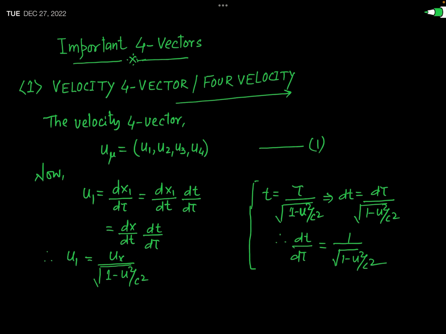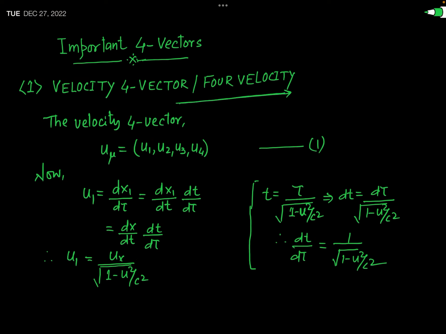We have discussed in very detail the concept of four vectors in the previous lecture. And after getting the idea of four vectors, today we will see some important examples of four vectors. And in this regard, first of all, we are going to know about the velocity 4 vector. You can say this velocity 4 vector is also called 4 velocity.